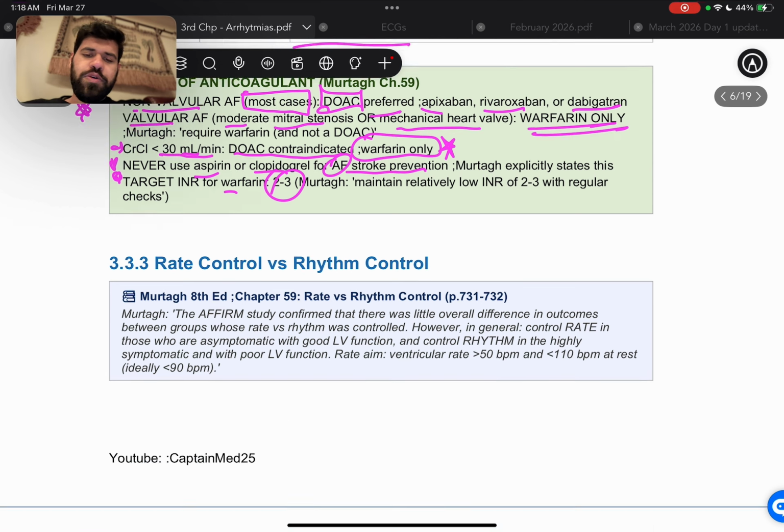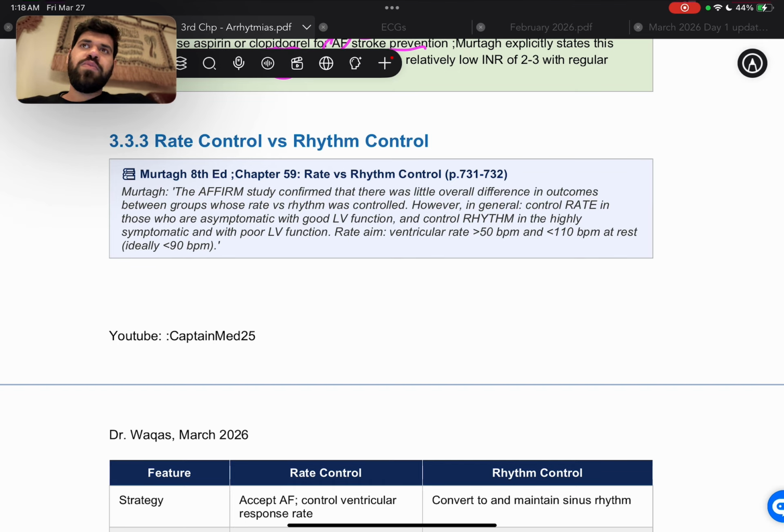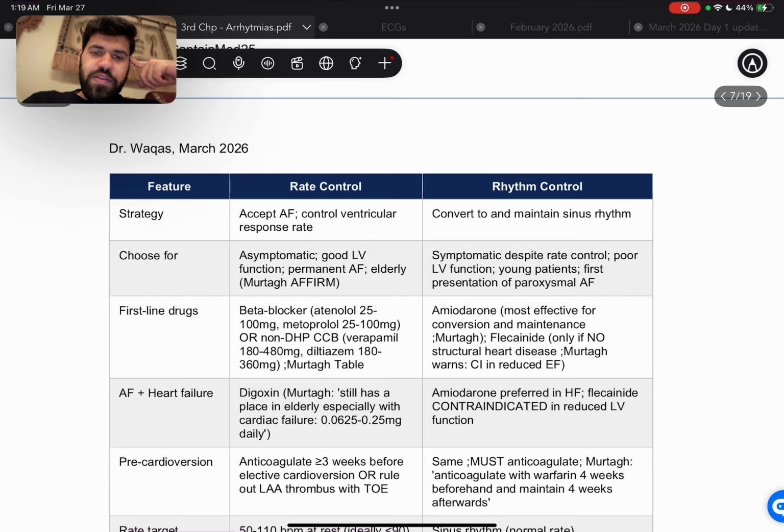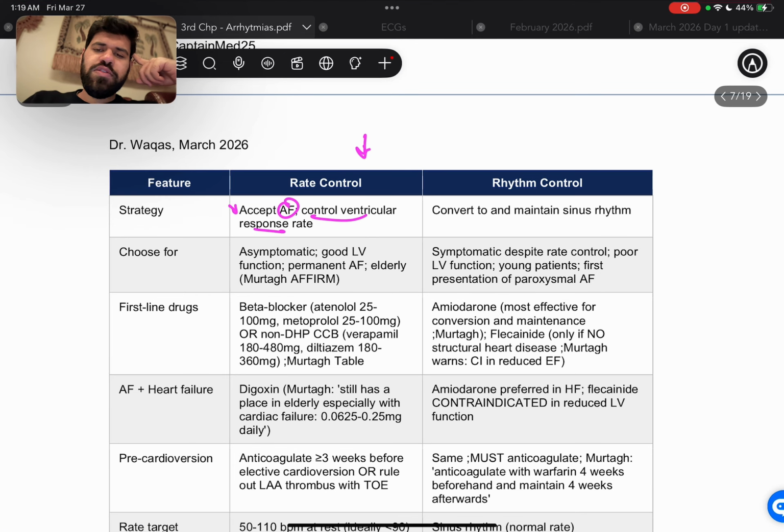All right. Now, coming on to the difference between rate versus rhythm control. What does it mean? And what is the benefit of doing rate control versus rhythm control? So now, I think we went over this in our previous chapter as well, what would be the difference between rate and rhythm control. But anyways, we'll go over it again. So rate control, it accepts AF, control ventricular response rate. Rhythm would be to convert to and maintain sinus rhythm.